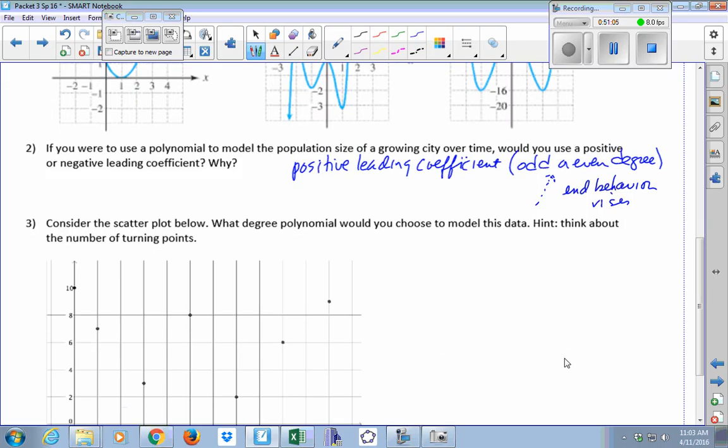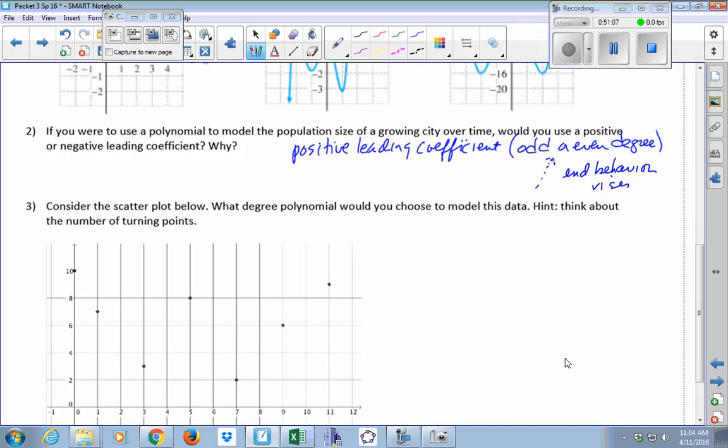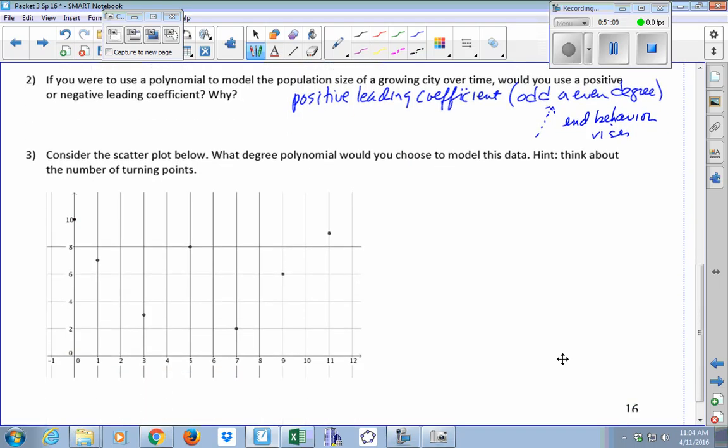All right, so let's take a look at this scatter plot right here. We don't have a context for it. We just have some data points. We have 0, 10, looks like 2, 7.5, 3, 3. Okay, we've just got these data points plotted. And I'm trying to determine some polynomial that I think would fit this the best. What degree polynomial would you choose to model this behavior?